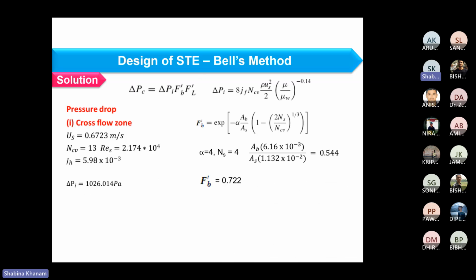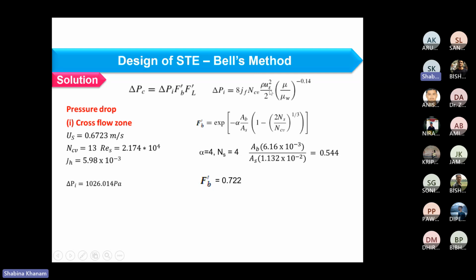As we have discussed yesterday, pressure drop should be calculated for different zones. First of all I'm having this cross flow zone, that is delta PC, which is equal to delta PI into FB prime into FL prime. When we consider delta PC, first of all we need to find out delta PI. Then these are the correction factors; delta PI, this is the expression. NCV we know already, 13.